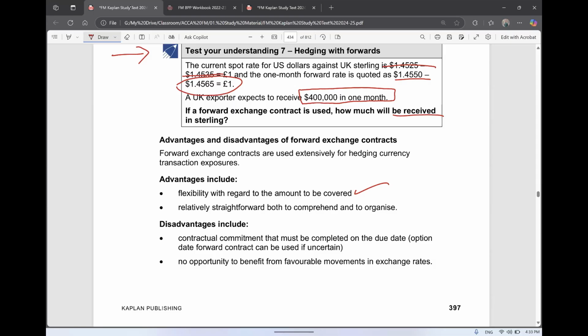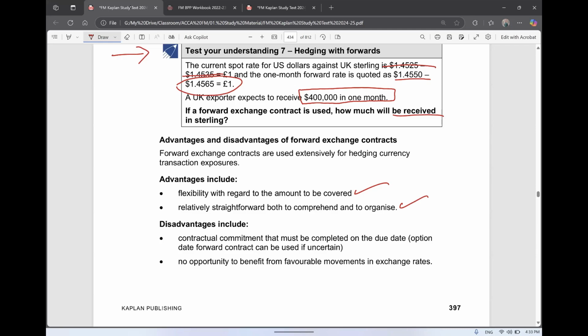Okay, so that's the key thing first of all. Relatively straightforward, both to comprehend and to organize. We don't need to do forecasting. We know that our budgeting will be easier, our forecasting will be easier. We know what we are going to receive after 1 month, after 3 months, after 6 months, because we don't need to worry about any exchange rate fluctuation.